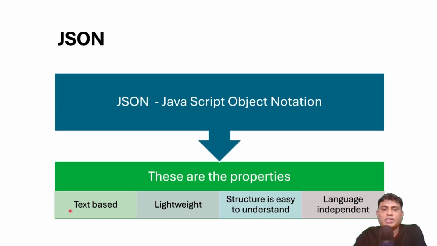It is text-based and lightweight compared to other formats like XML. The structure is easy to understand. When you write a JSON message, no extra documentation is needed to understand the message. It is language independent and can be used in many different languages.